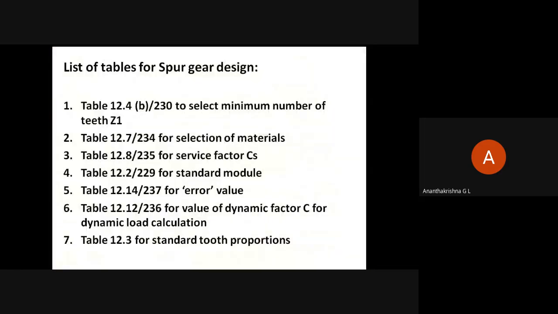So next is to choose two materials from table 12.7, whose ratio of static stresses should be almost equal to that of YG by YP, that is 1.4485. So here, please take out table 12.7 in your data handbooks. Table 12.7 is on page number 234.